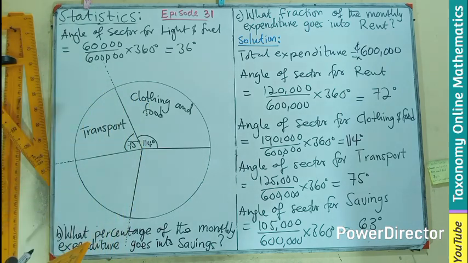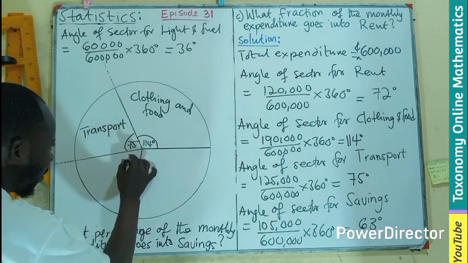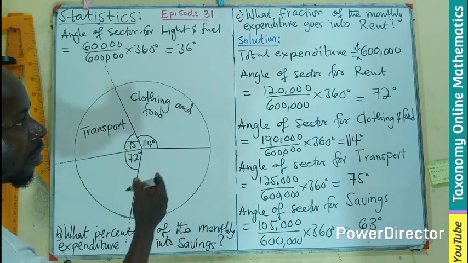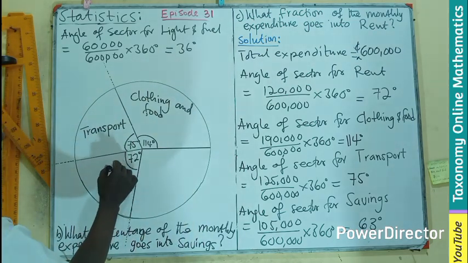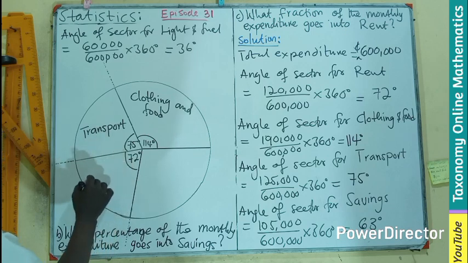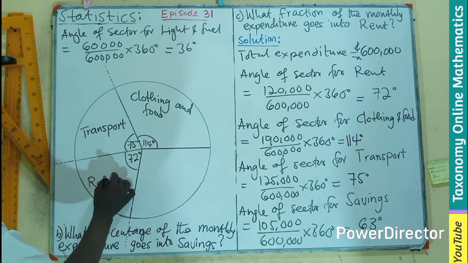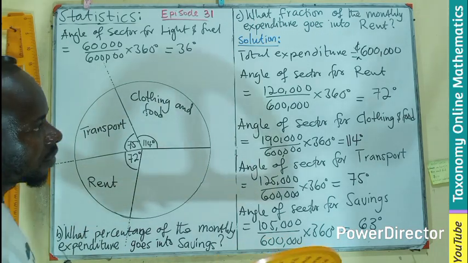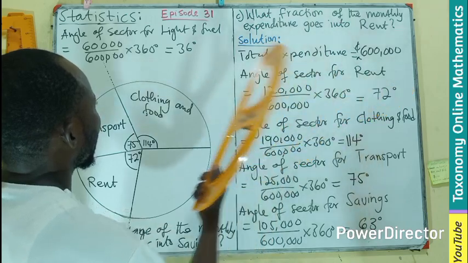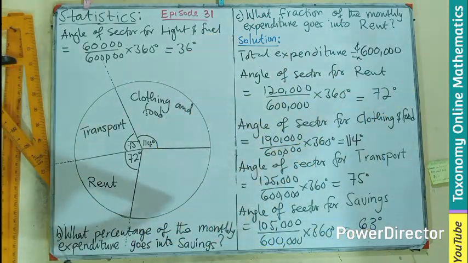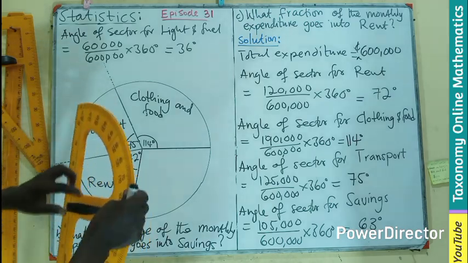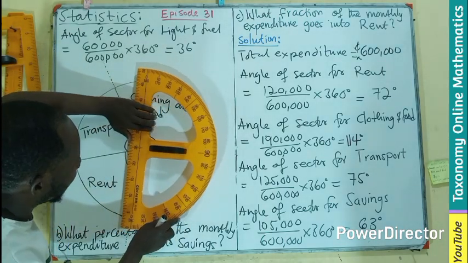Okay, so this angle also becomes 72 degrees, with the item of rent. So the rent will be here. 1, 2, 3, 4. I think we are left with... okay. The next one will be 63. So this still becomes my radius. Let me still read from there and see.